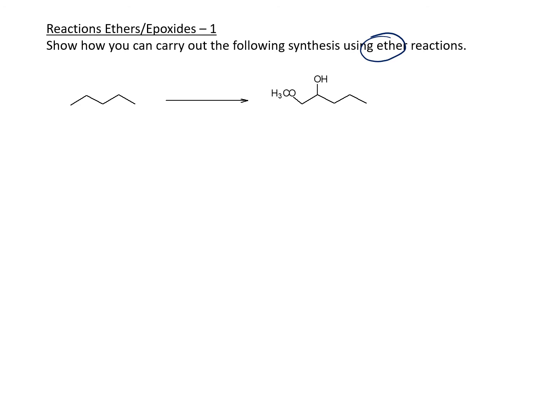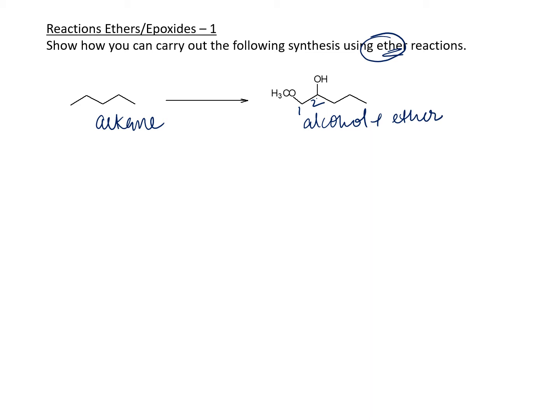So looking at this reaction right now, I have an alkane on the left side as my starting material, and I have an alcohol plus an ether on the right hand side. And so the relationship between the alcohol and the ether is a 1-2 relationship, which means they're next to each other. So the only way we have learned how to make this alcohol and ether next to each other like this is from epoxides, and that's where the ether reaction comes in.